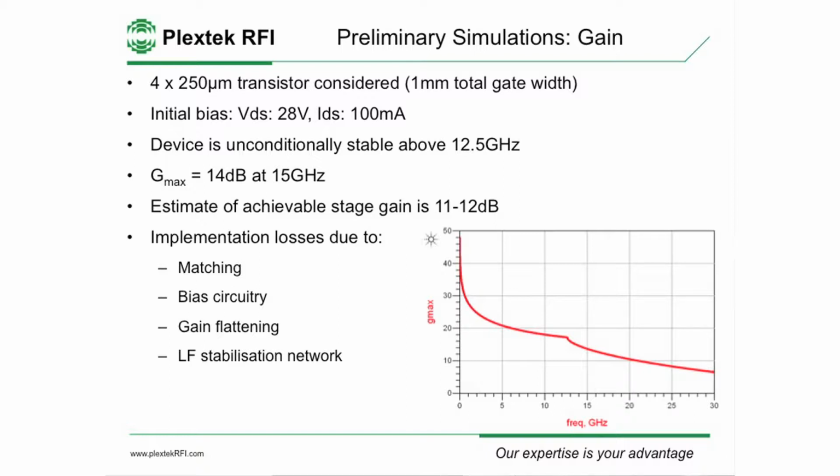of 14 dB. So we believe when we account for the matching networks, the bias circuitry, the gain flattening, and the low frequency stabilization, we've got a lot of gain down here. We have to do something to make sure that that gain won't cause us problems. With all that taken into account, we should be able to achieve 11 to 12 dB of gain per stage. So we move forward with our design.